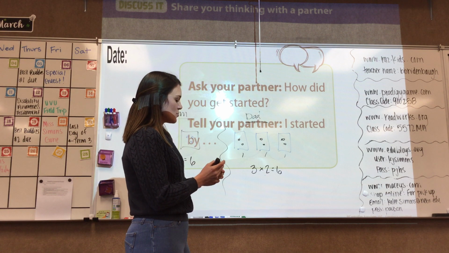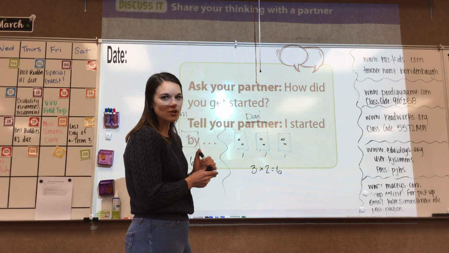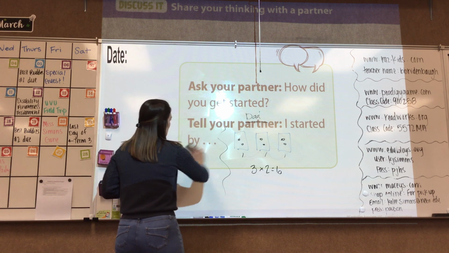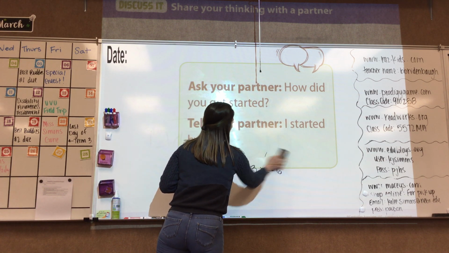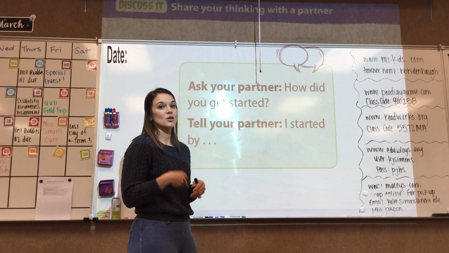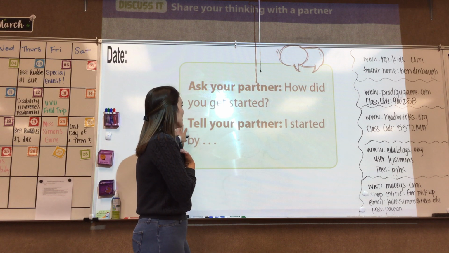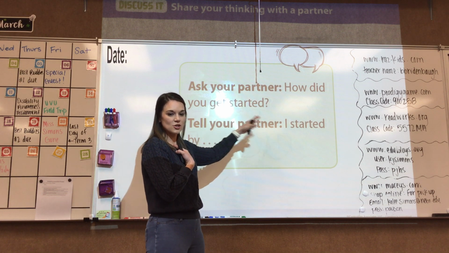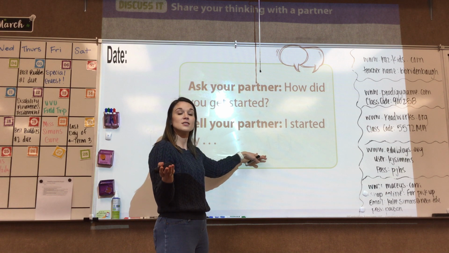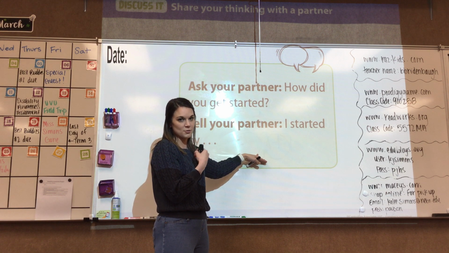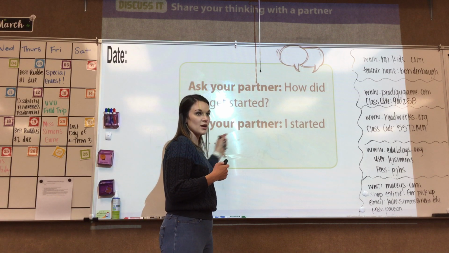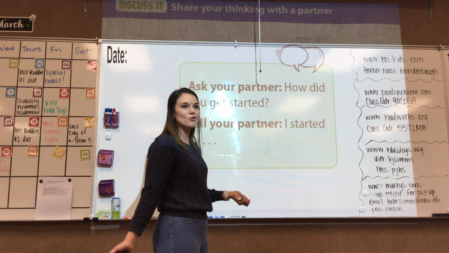Since I'm assuming you might have siblings around you, or maybe parents, grandparents, someone, maybe think about this discussion question, okay? How did you get started, or did I just do it for you? And then tell your partner, I started by, so how would you start solving that problem? Or tell them how I started solving that problem. So, Miss Simon started by, if you need to, you can rewind the video.